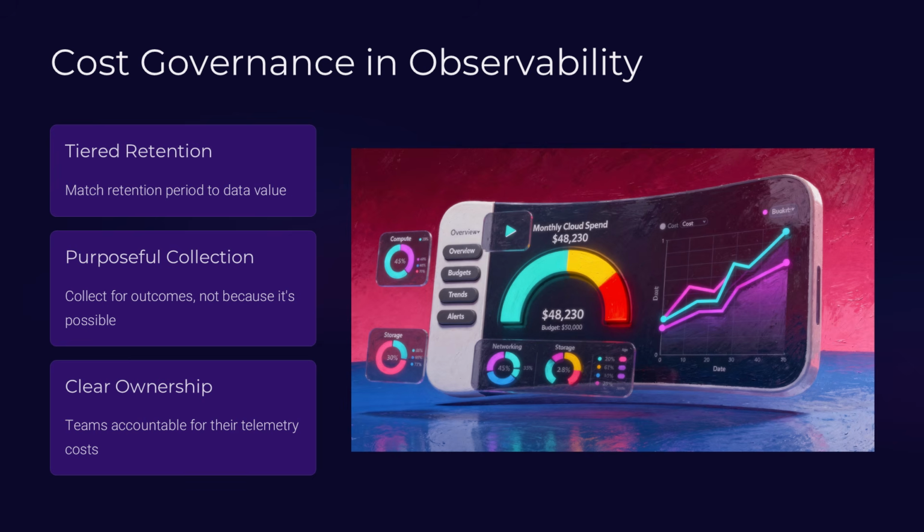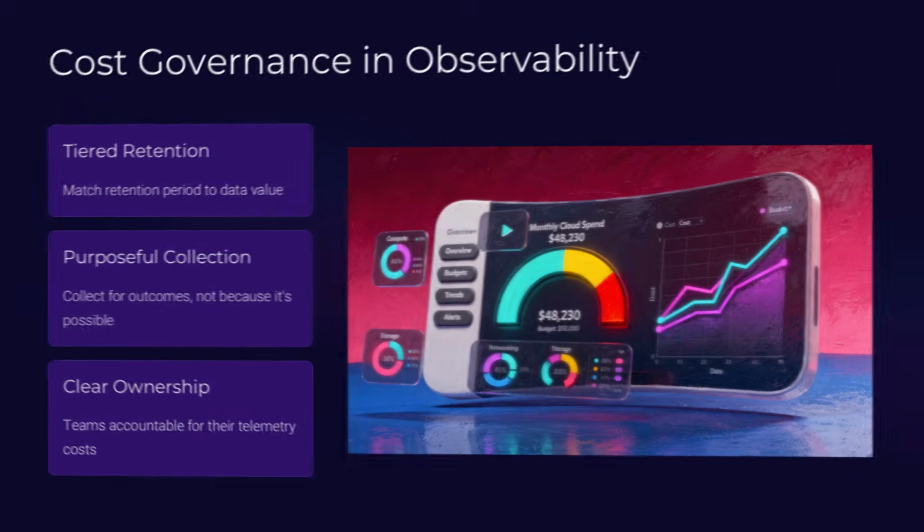Your design includes cost governance principles such as tiered retention, purposeful collection, and clear ownership of telemetry costs. Leaders care because observability must deliver value without uncontrolled spending. Architects care because cost discipline encourages thoughtful design. You collect what you need for outcomes, not everything because it is possible. When cost is governed, observability remains sustainable at enterprise scale.